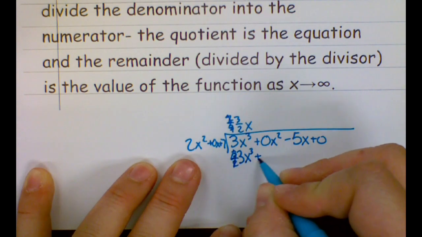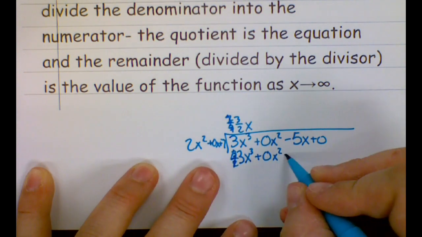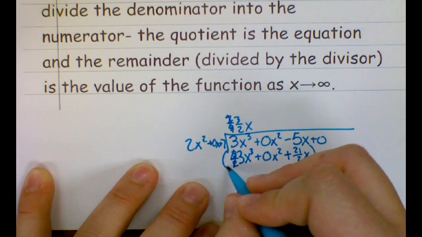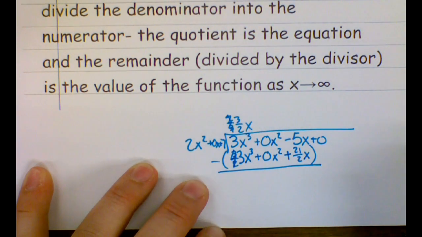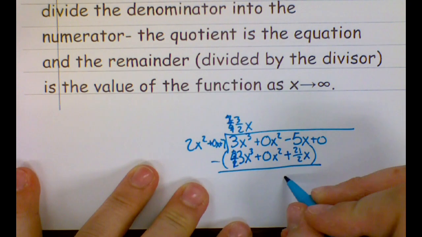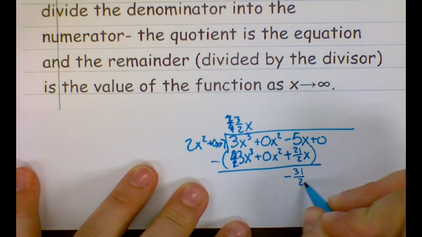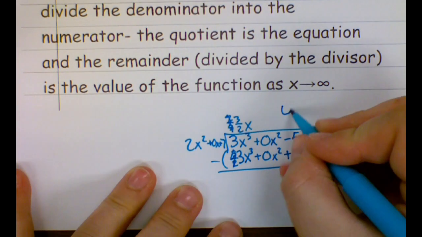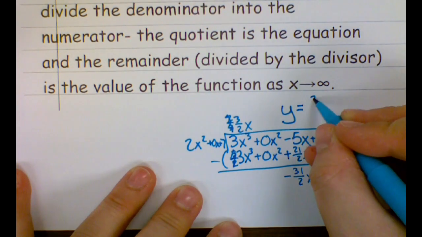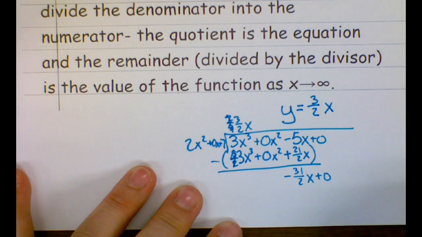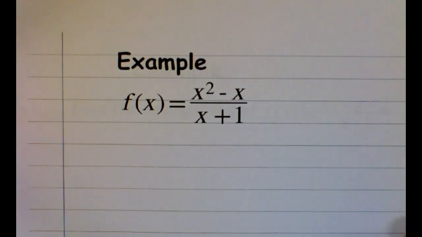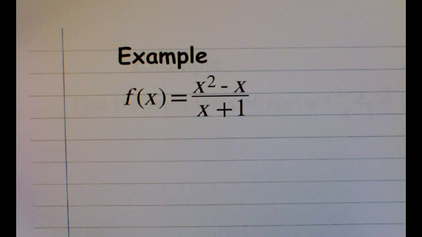So I have 3x cubed plus 0x squared plus 21 over 2x. I'll give you nicer numbers here, but we subtract and I get negative 31 over 2x plus 0. I can't do anything else. The equation of the slant asymptote is y equals 3 halves x. Usually I'll give you better numbers. Don't worry. So we are going to find everything I need about this one and graph it.